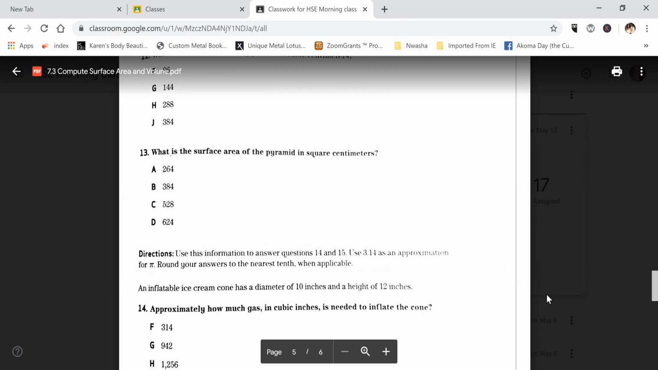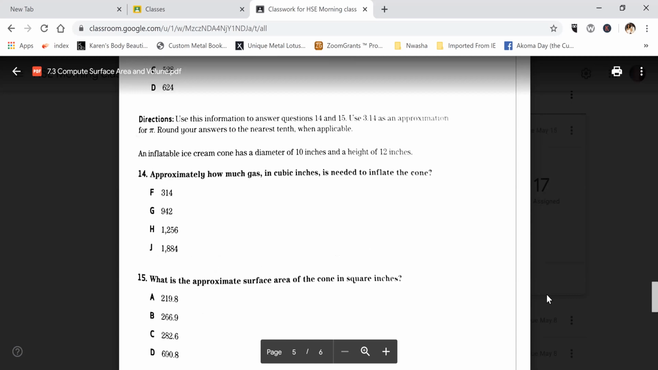So if it says it straightforwardly like this, what is the surface area of the pyramid? You're just thinking about doing all of the areas of the sides and adding them up. If it says volume, then you're using the volume formula. So the most challenging thing is going to be if it's a scenario, picking out which one to use. If it's not a scenario, you're reading and making sure you pick out the right formula.